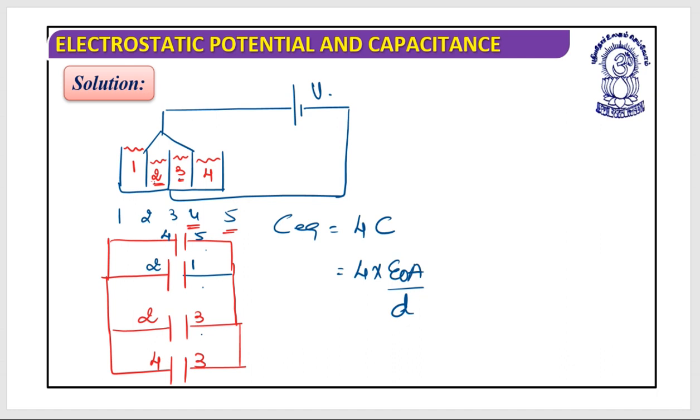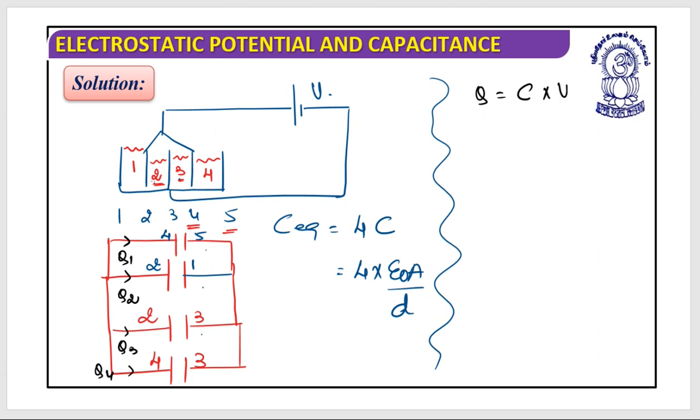Now what you need to do is find out the charge through each branch. Let us suppose the charge through the branches is Q1, Q2, Q3, Q4. Q is equal to C into V. My C is 4 times epsilon naught A by D, multiplied by V. This is Q total. As every branch has the same capacitance, the charge would be divided equally.